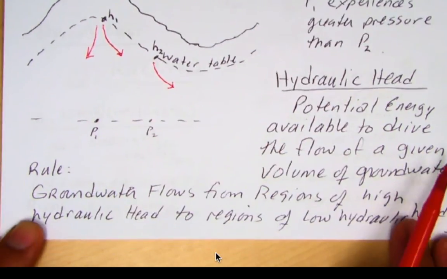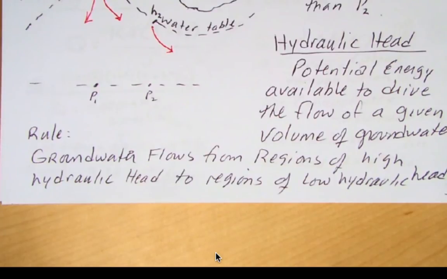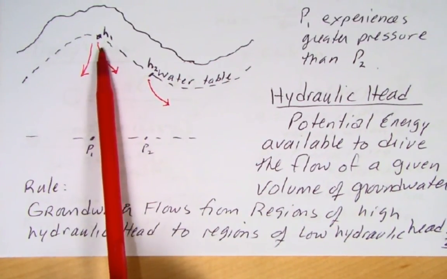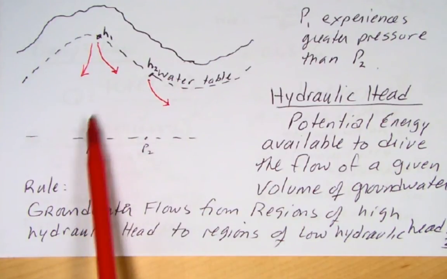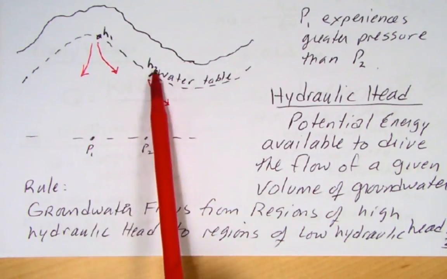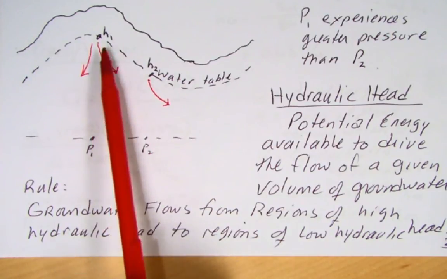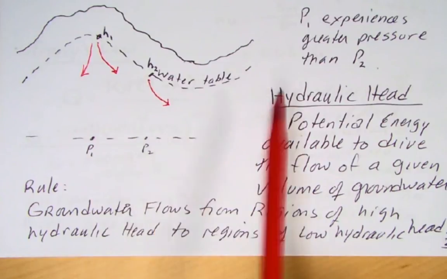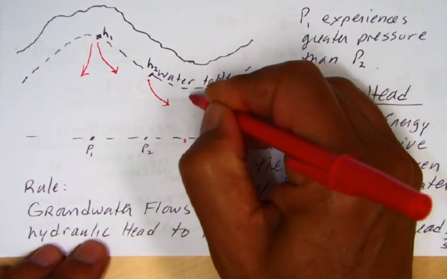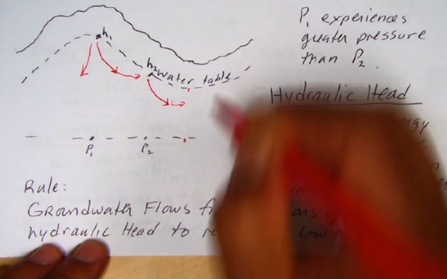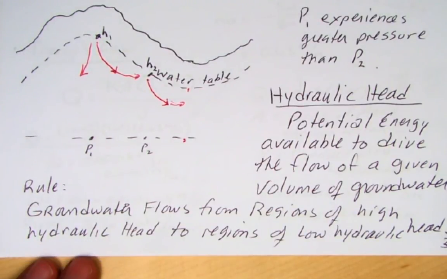Now, as a rule, groundwater flows from regions of high hydraulic head to regions of low hydraulic head. So remember, this point P down here is under higher hydraulic head than this point P2 down here. Right, so there's more pressure over here. So water usually will flow from here down in this direction. If we had another point over here, we would see that this will flow off in that direction as well. So that's kind of how we're going to describe groundwater flow.